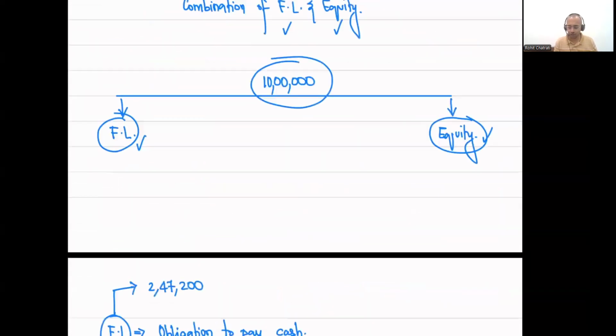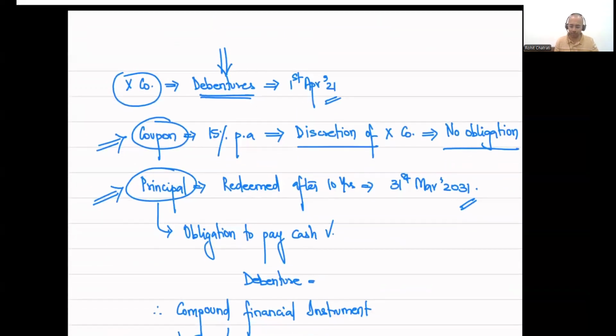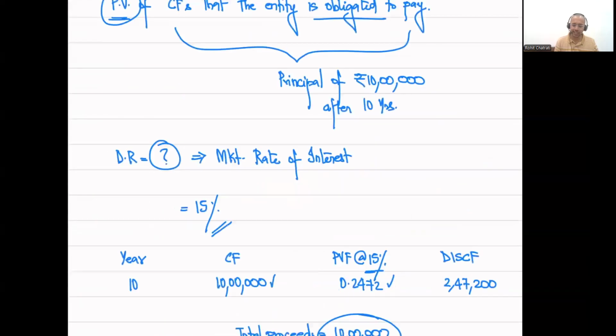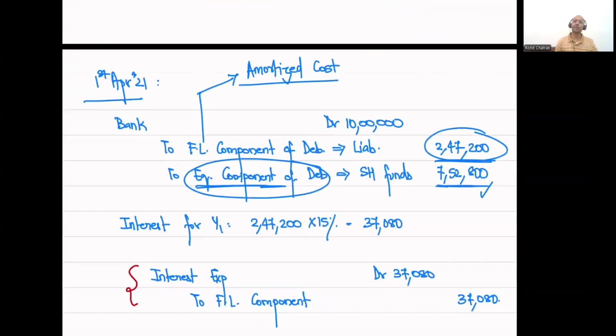So this is a compound financial instrument, and we have seen how this is accounted on day one. On day one, we split the proceeds into financial liability and equity component, and subsequently, the financial liability is measured using the amortized cost approach. Any coupon payments that we make are going to be debited to shareholders' funds and not shown as an expense in the P&L account.